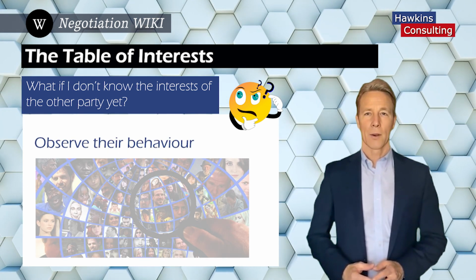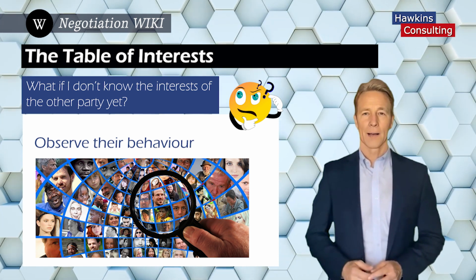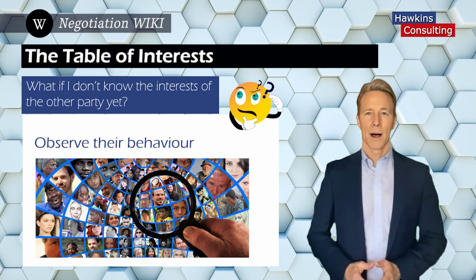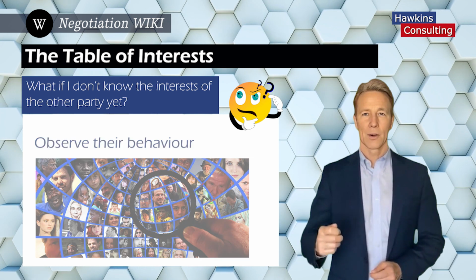Observe the behavior of the other party to get clues about their interests. Pay attention to how they react and how they present their position. Where do they emphasize certain things, and where are topics repeated that would be of interest? Look for the signals in the conversation.